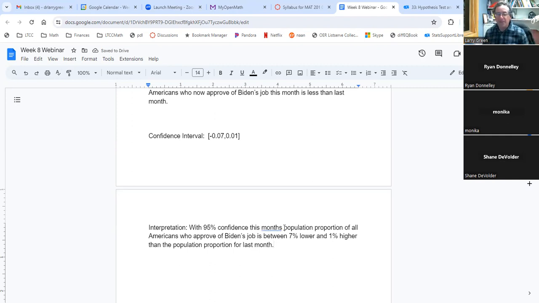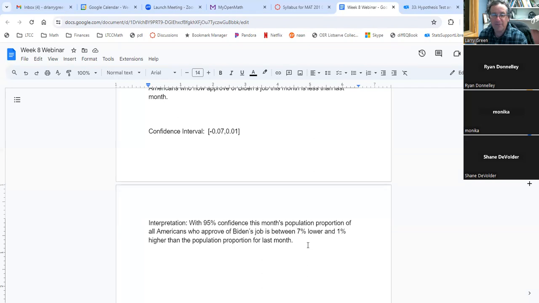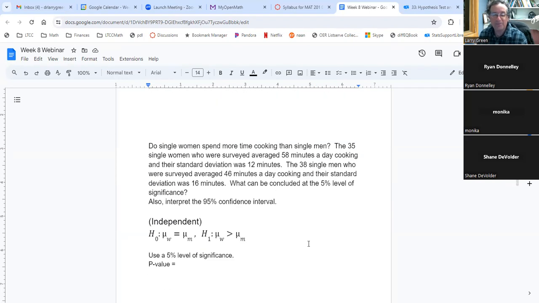Any questions on that? Do you see how I got the 7% lower and 1% higher? Because negative 0.07 is 7% lower. That's what the negative tells you. And it wants an apostrophe. There we go. Any questions at all on doing a confidence interval for two proportions, for the difference between two proportions? Okay, if not, let's do another example. I can do a little less of this one, but same important stuff.